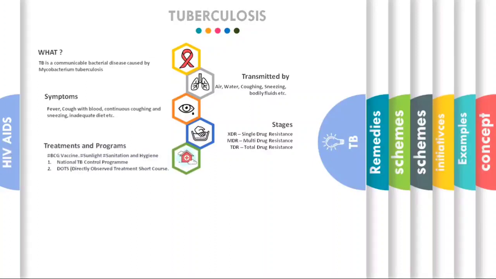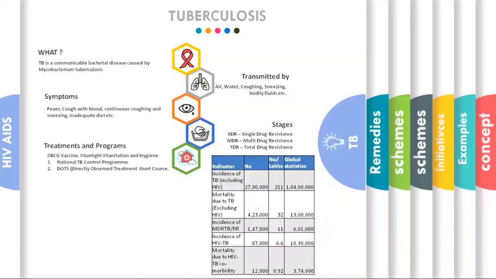Next are treatments and programs. If we see, there is the BCG vaccine, sunlight, and proper sanitation and hygiene, which will help in the prevention and control of this disease and also treatment of such disease. Programs, if we see, include the National TB Control Program and the DOTS initiative, all launched by the government to control TB.